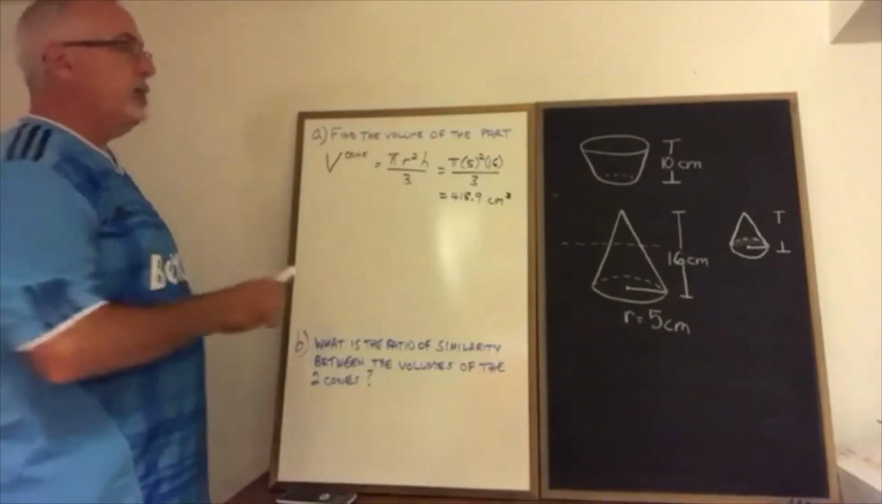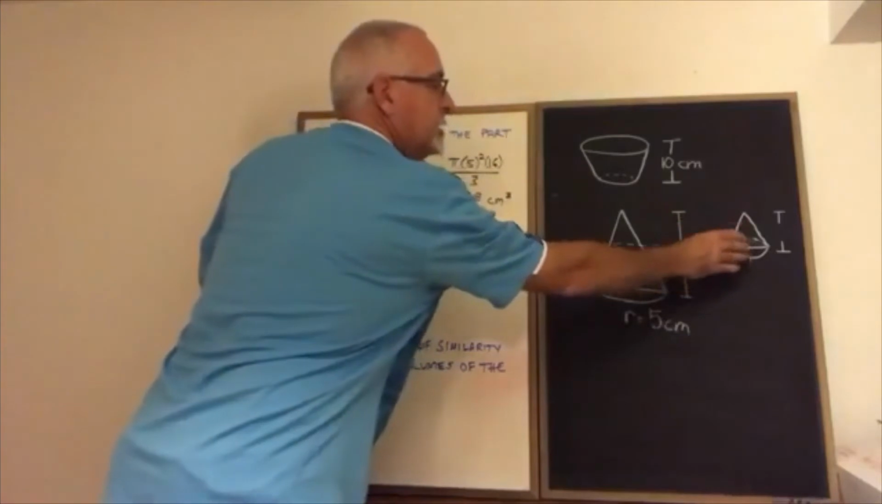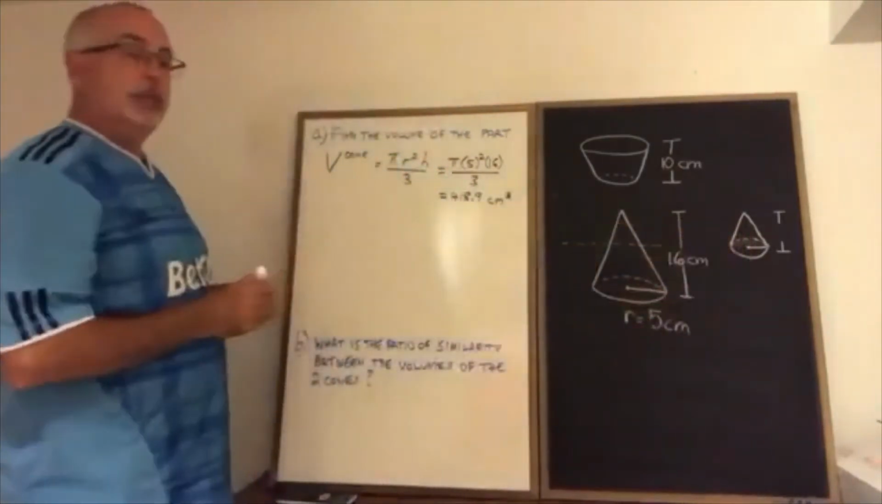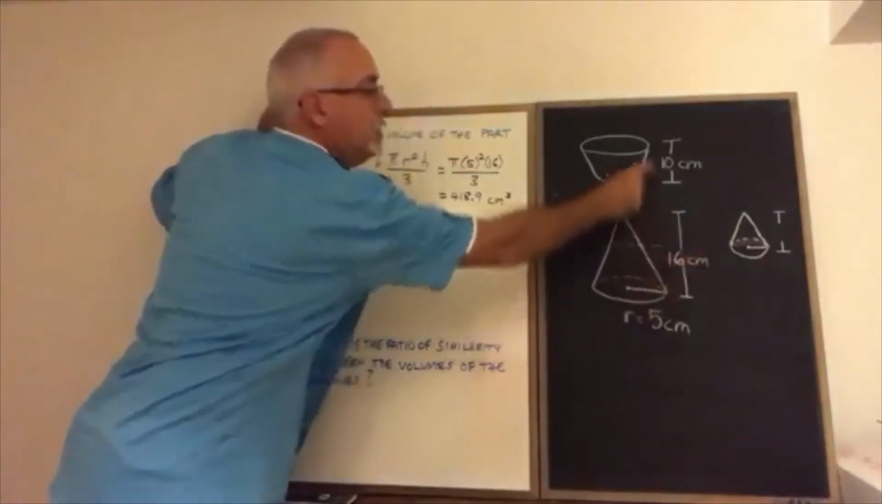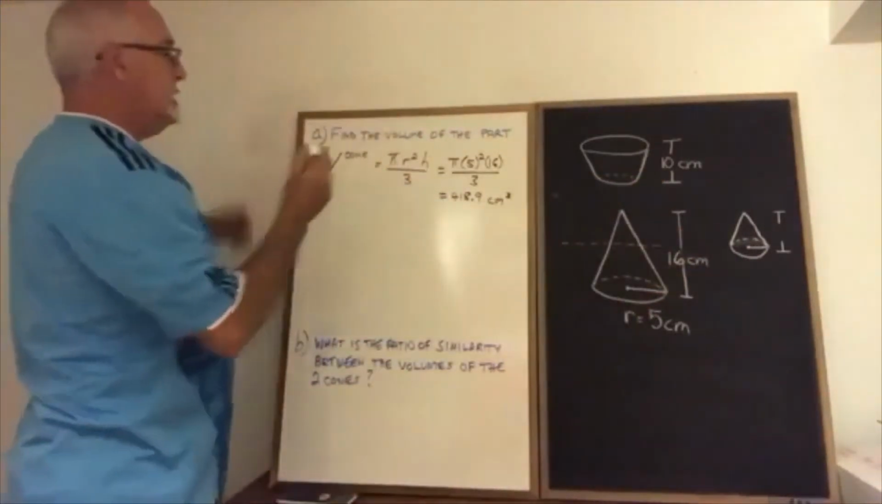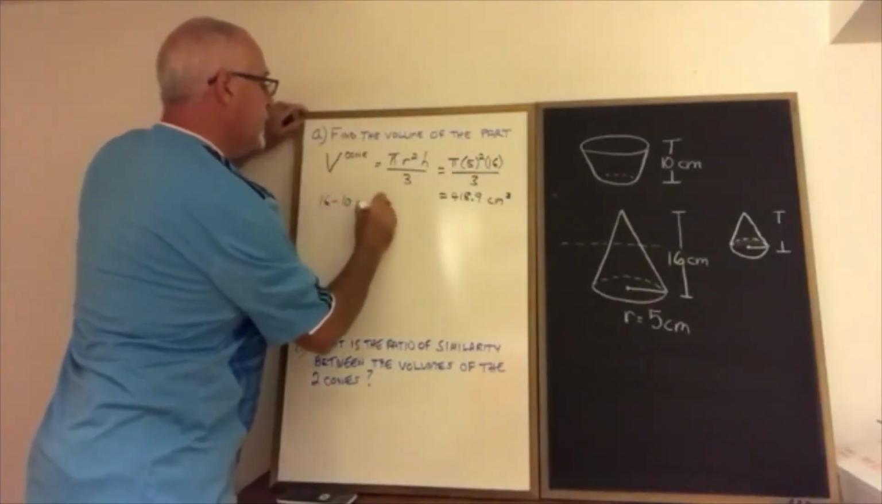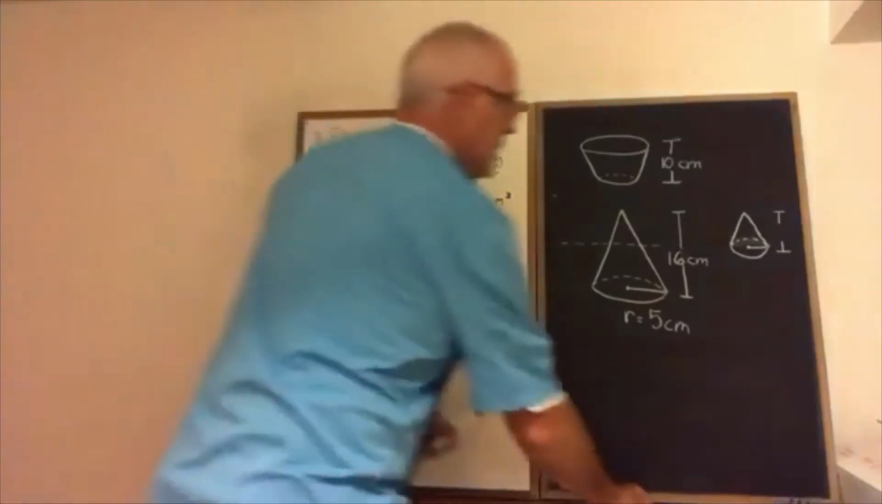I want to find the volume of the small cone, but right now I don't know its radius or its height. But finding the height is going to be a very quick step, so I'll do that next. The height of this small cone has to be the height of the big cone minus the height of the part. So 16 minus 10 gives us a height of 6. And I'll write that here.